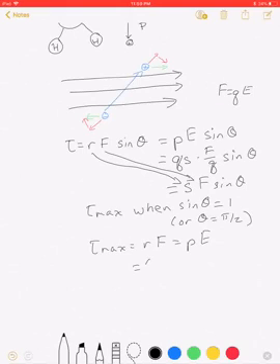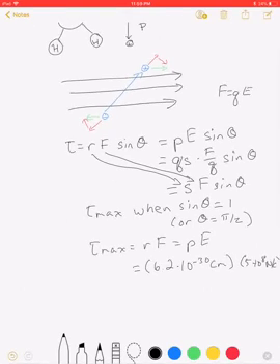We know that the dipole moment is 6.2 times 10 to the minus 30 coulomb meters, and our electric field is 5 times 10 to the 8th newtons per coulomb. This gives us a maximum torque value of 3.1 times 10 to the minus 21 Newton meters.